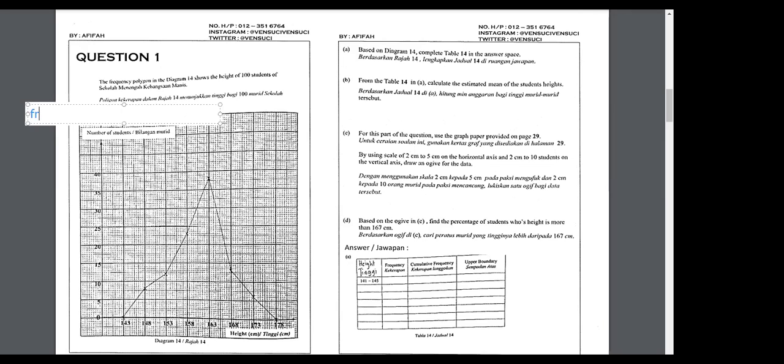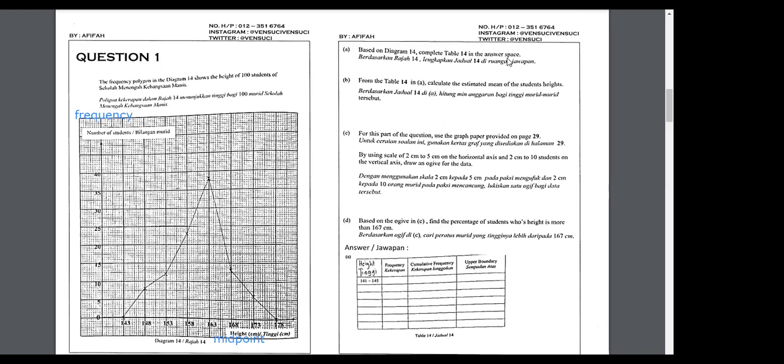Let's look at what we have in the table first. We have height, tinggi, cm, and then frequency, kekerapan, and then cumulative frequency, kekerapan longgokan, and then upper boundary, sempadan atas. Height, tinggi, is usually the class. So you have to fill in the class.